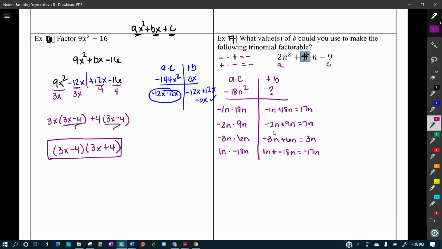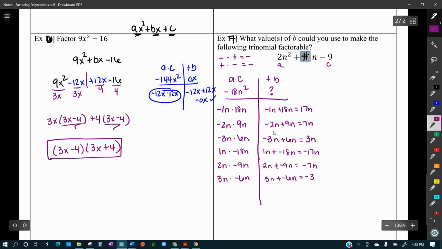So then instead of negative 2 and 9, what if I did positive 2 and negative 9? Let's see. 2n plus a negative 9n would be negative 7n. And then again, instead of negative 3 and positive 6, what if I did positive 3 and negative 6? So change the placement of your negative. We would get negative 3n. So this is a complete list of all the possibilities of factors that multiply to negative 18n squared.